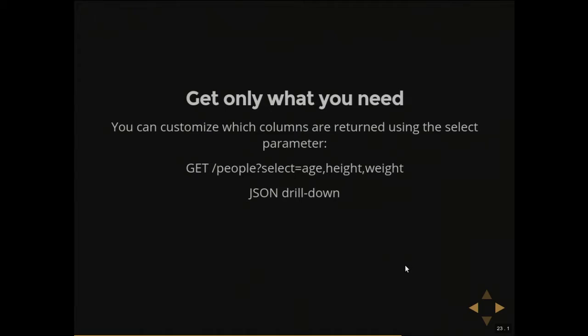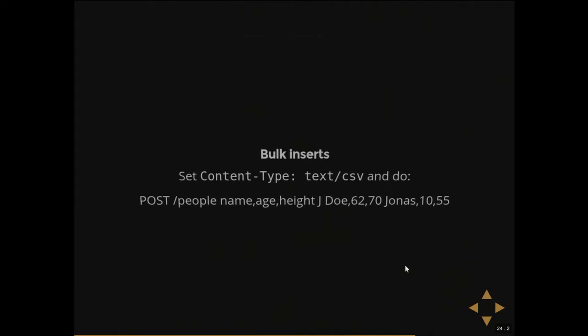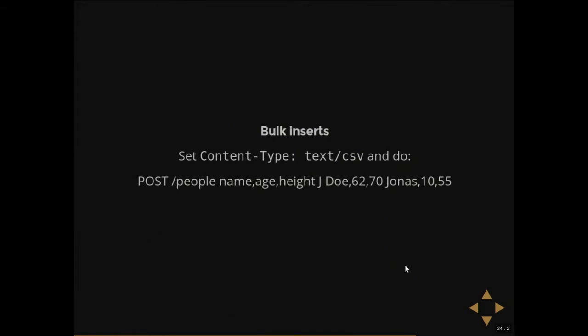You can also drill down your JSON using your typical stock Postgres operators. For example, in the employees resource, you can get the third item and then get the element whose ID is equal to 2. I think this is something which you cannot do in a normal REST query. There are a lot of other cool stuff as well. You can do bulk inserts by setting the content type in the headers to text CSV and then do a post with the CSV content.